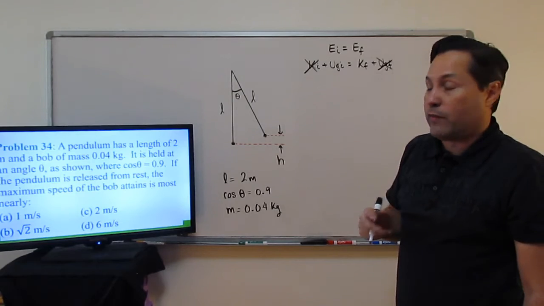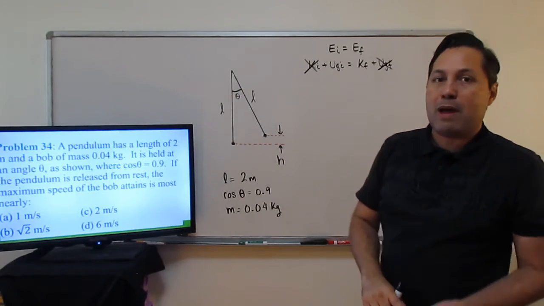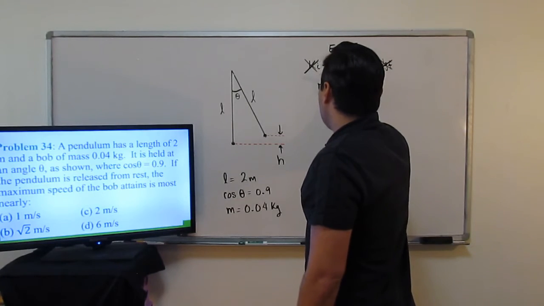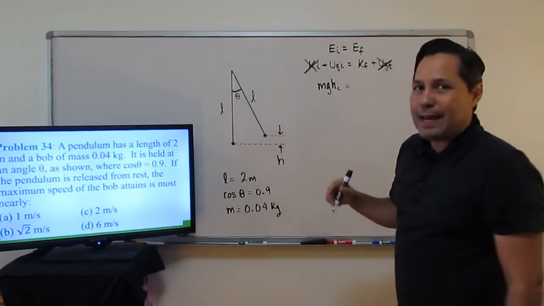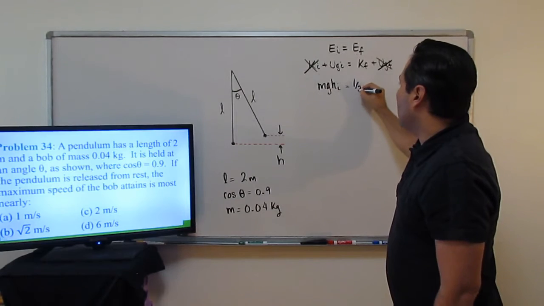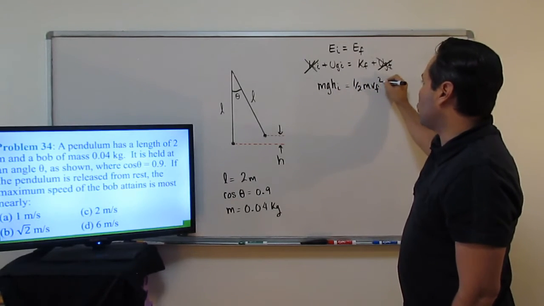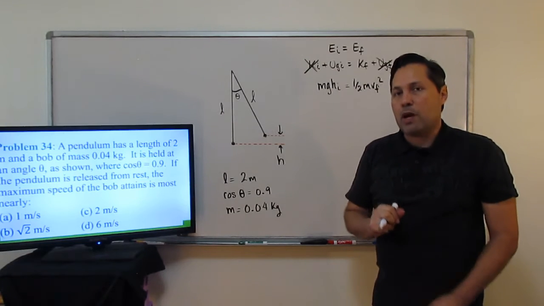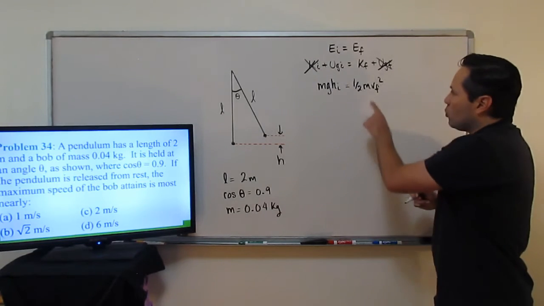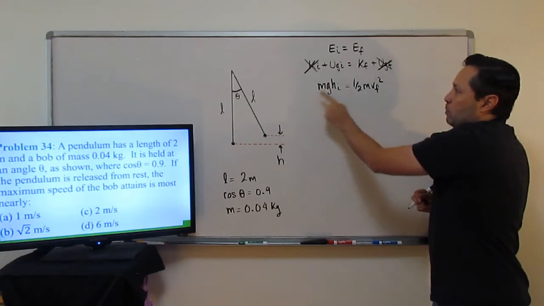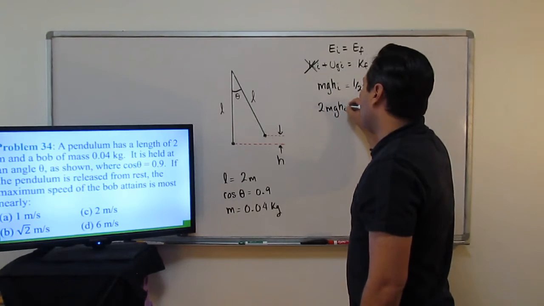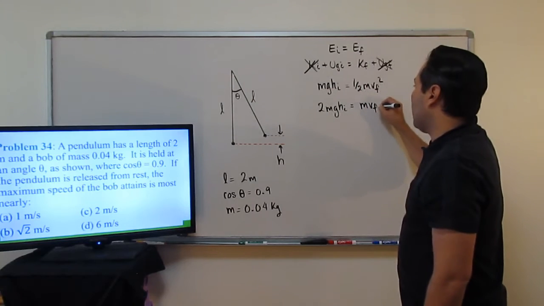Let's go ahead and substitute the values for it. For potential energy, it is mass times gravity times height. So I'm going to put mghi, height initial. Kinetic energy is 1/2 mass times velocity final squared. And we're trying to solve for that velocity final. So keep that in mind, we need that velocity final. So we're going to get rid of the half. I'm going to multiply both sides by 2. So it's going to give me 2mghi equals mvf squared.